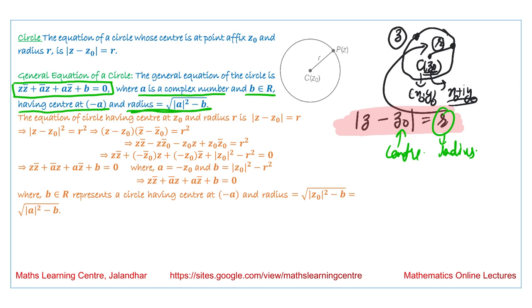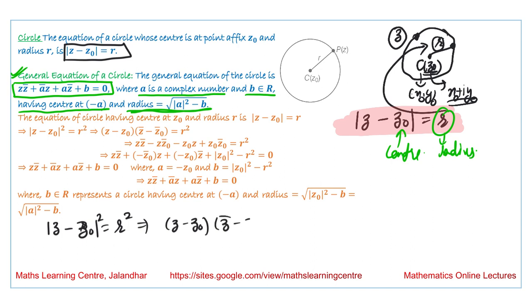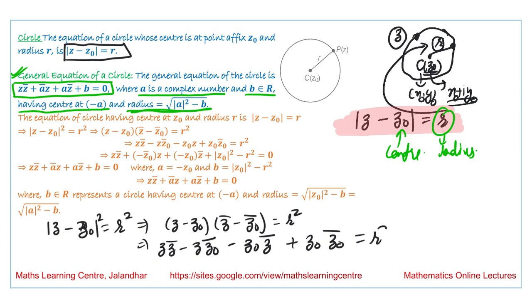To find the general equation of the circle, we start with the equation of the circle with center z naught and radius r. We write mod of z minus z naught equals r. If we square both sides, we obtain z minus z naught into z bar minus z naught bar equal to r square. This implies z z bar minus z into z naught bar minus z naught into z bar plus z naught into z naught bar equals r square.